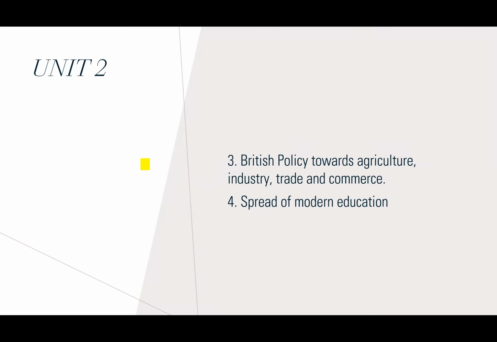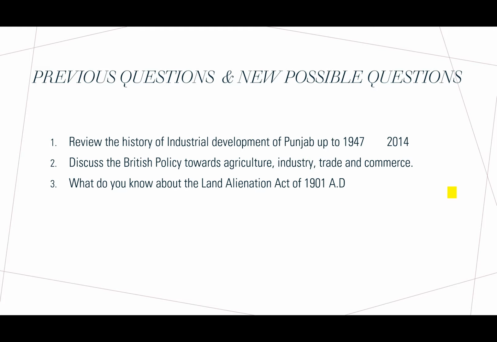Now, if you see Unit 2, they have asked the British policy towards agriculture, industry, trade, and commerce. They've asked about the spread of modern education. Now, see, in 2014, the only question I found was the history of the industrial development of Punjab up to 1947. But the recent trends I've seen, which the university follows whenever they reintroduce any paper, is that they try to give you very direct questions.